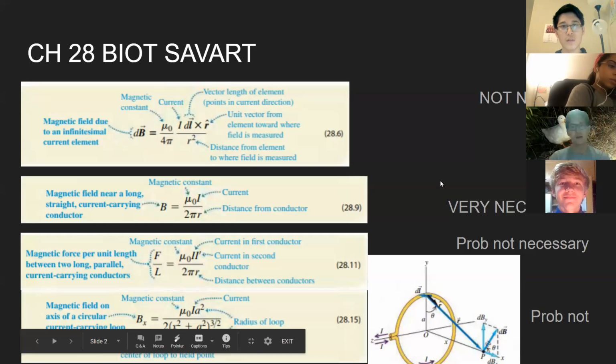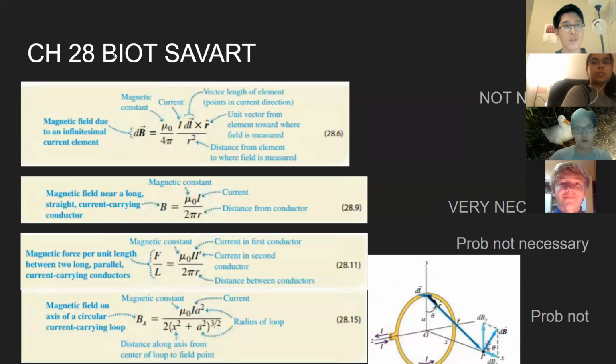Okay, so first we're going to cover Biot-Savart's law. The very top one is probably not necessary. If you want to, you can go ahead and write it down in case they test it, but it's most likely not going to be tested. Okay, the next one. This one is very necessary.